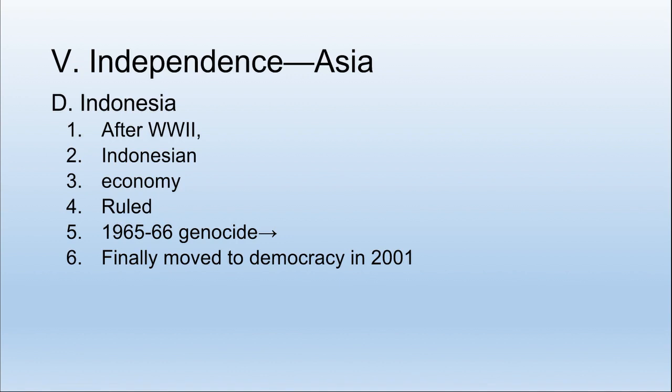Under President Sukarno, the economy is going to struggle. We're going to see instability, which is going to ultimately result in a coup by a man named Suharto. And Suharto is spelled with a capital S.